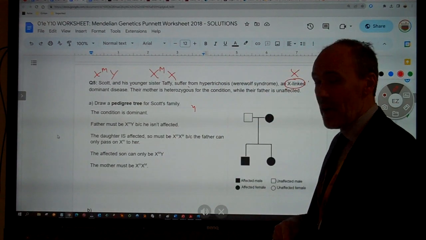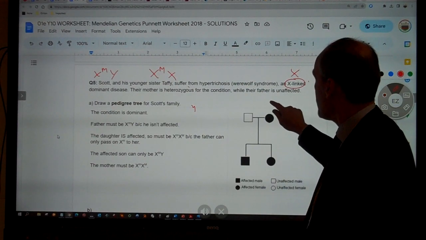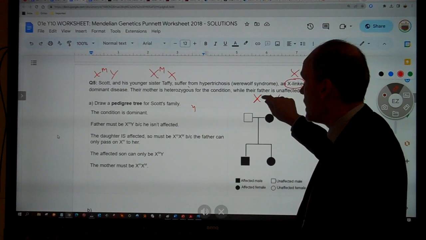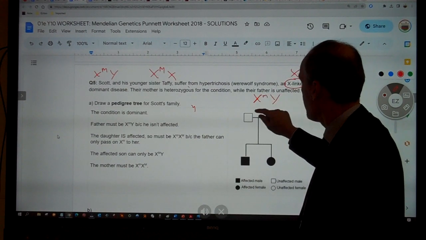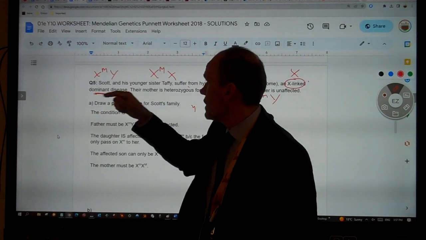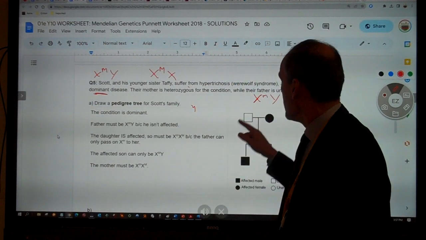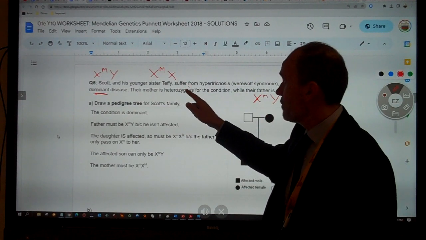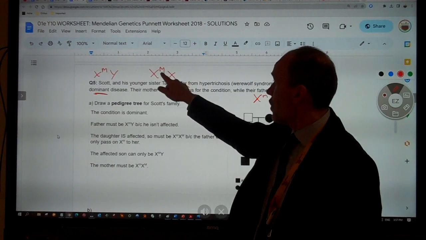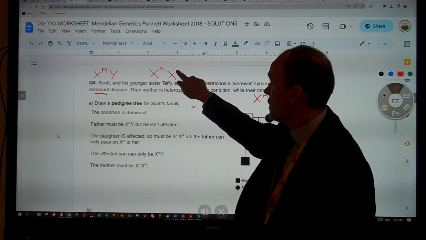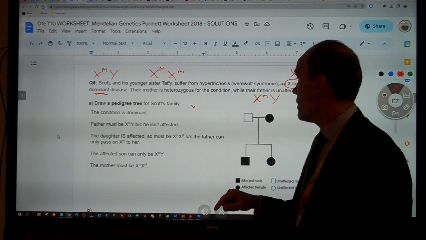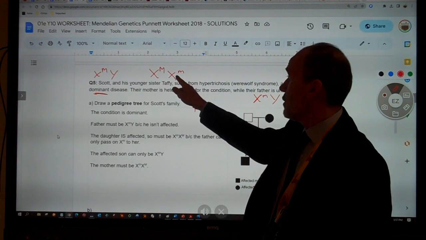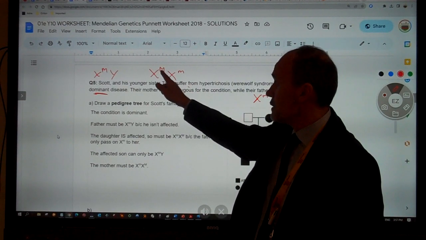Their father is unaffected. Now the father is mentioned specifically, so he must be XY and he must be a little m, because of course it's a dominant condition. And if he's a little m, that's the X he would give to his daughter. Okay? But she's got one big M here, and the father must have contributed the little m, because he's unaffected, and any daughter is going to get that X from him, so that must go over there, and we know she has the condition, so that must come from the mother.